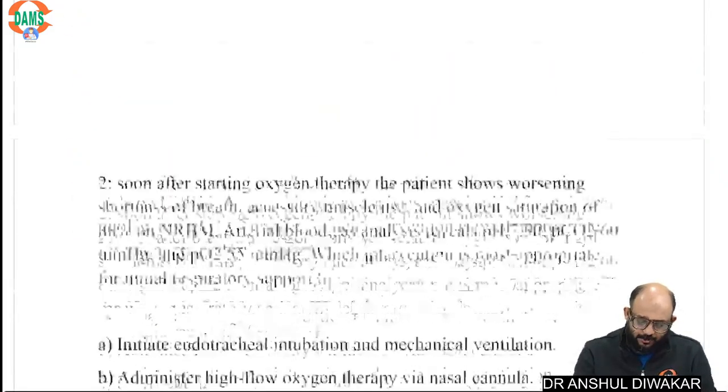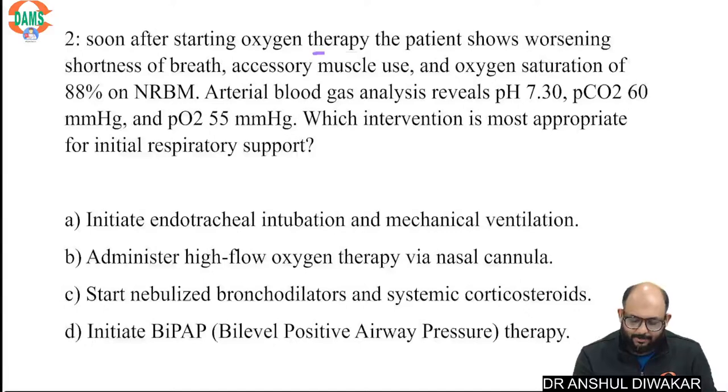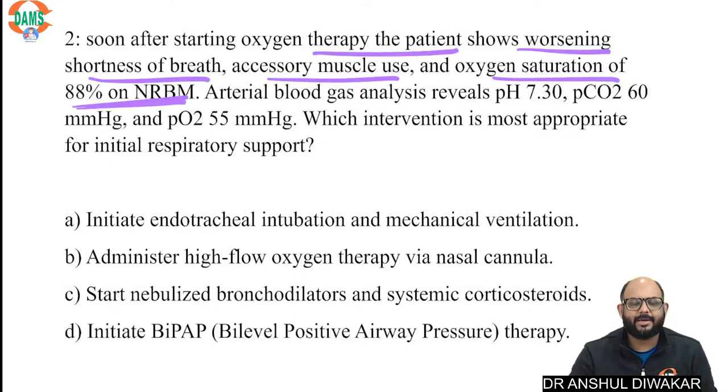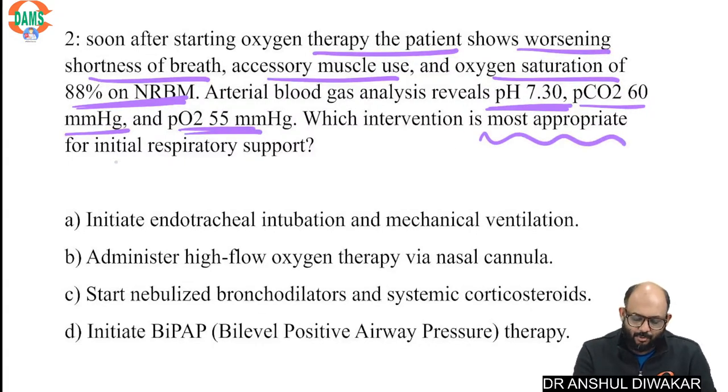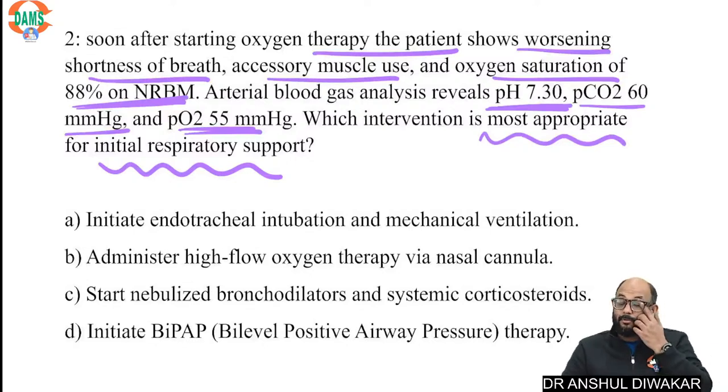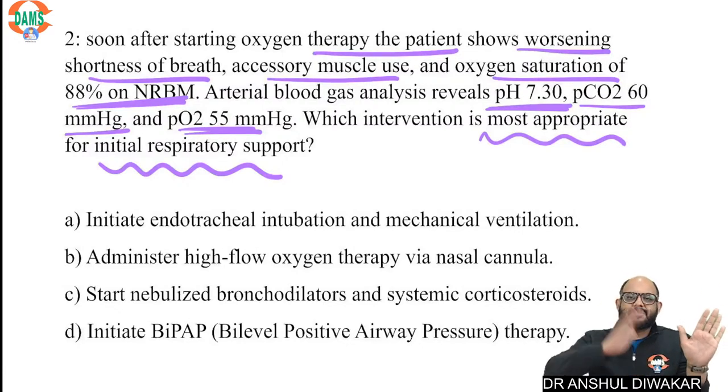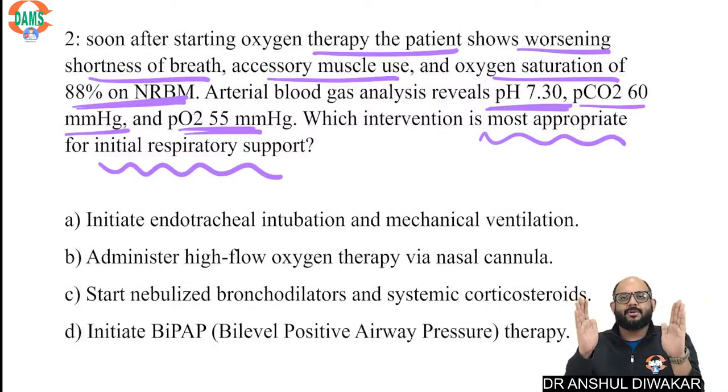Okay. Now, soon after starting the oxygen therapy, the patient is showing worsening shortness of breath, accessory muscle use, oxygen saturation of 88 on NRBM. So you started with venturi, you were not happy, you went to NRBM, and even on NRBM, it is 88. ABG reveals pH of 7.3, PCO2 of 60, PO2 of 55. Which intervention is most appropriate for initial respiratory support? Now tell me, what has happened? The patient has worsening clinical status as well as worsening biochemical status. Both are worsening, isn't it? Both are worsening. So what will you do?